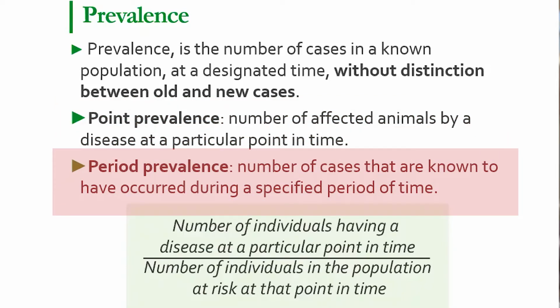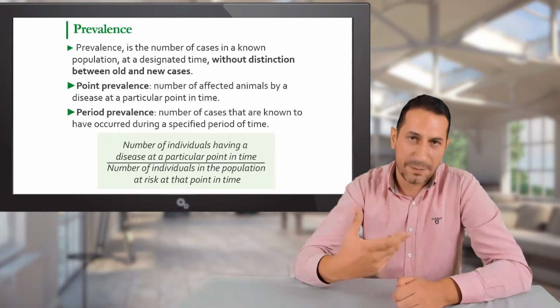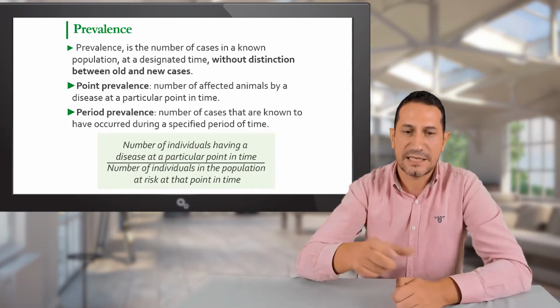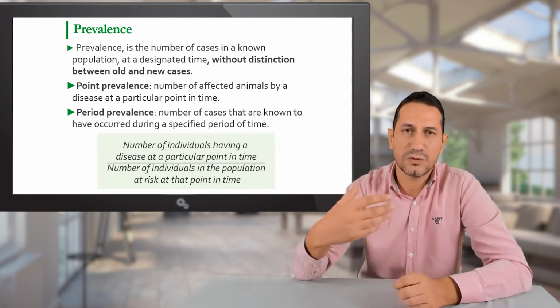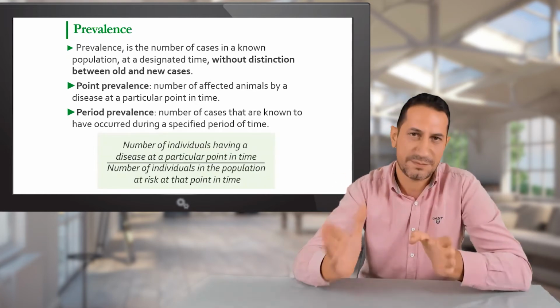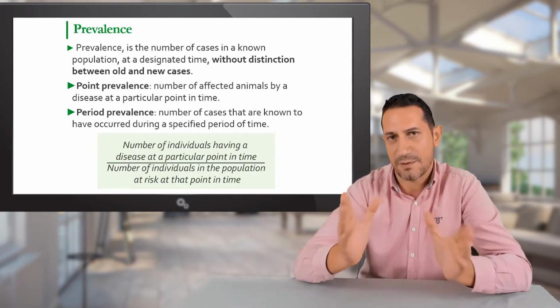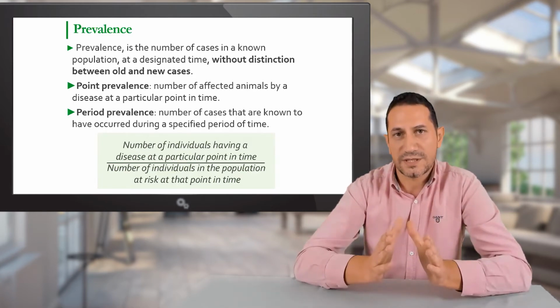The analogy would be that in a film strip, you have a snapshot of one slide and you see what's happening at that time, and that's the point prevalence. What are the cases in that period? Well, when we say period prevalence, it's a couple of slides, so it's the number of cases that are known to have occurred in that specific period of time. So by analogy with the filming, it's a couple of slides we sum up.